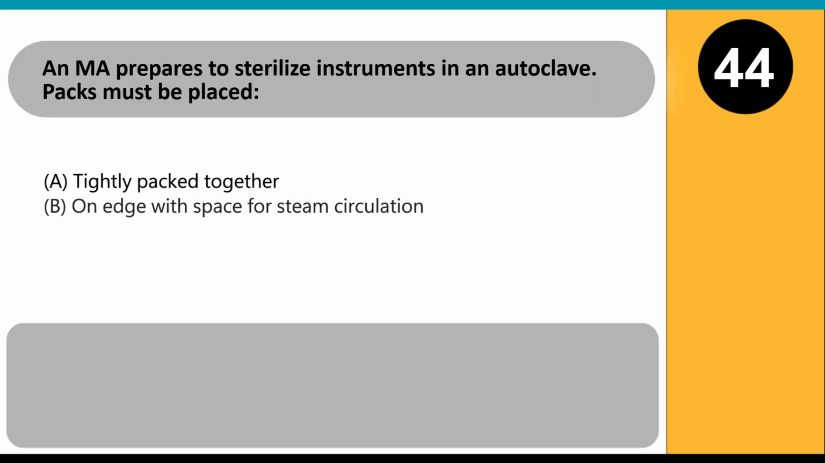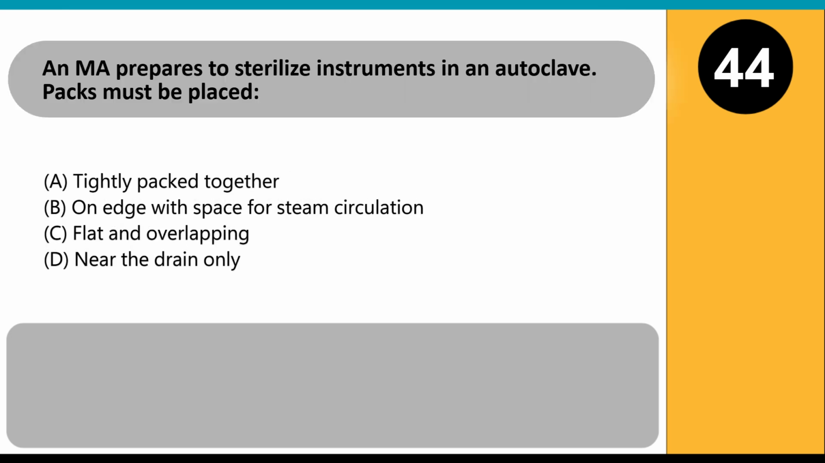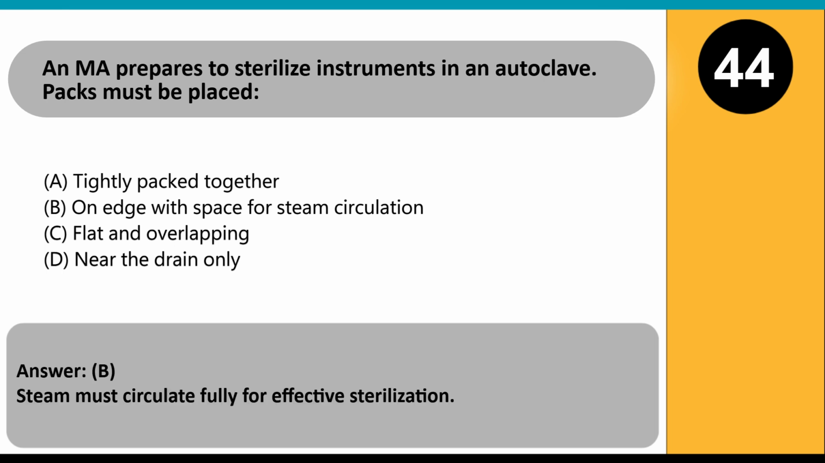An MA prepares to sterilize instruments in an autoclave. Packs must be placed: A. Tightly packed together. B. On edge with space for steam circulation. C. Flat and overlapping. D. Near the drain only. Answer: B. Steam must circulate fully for effective sterilization.